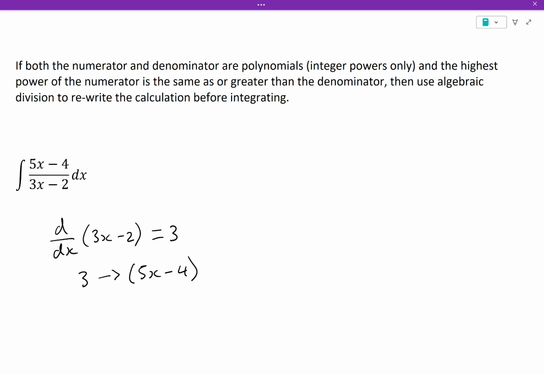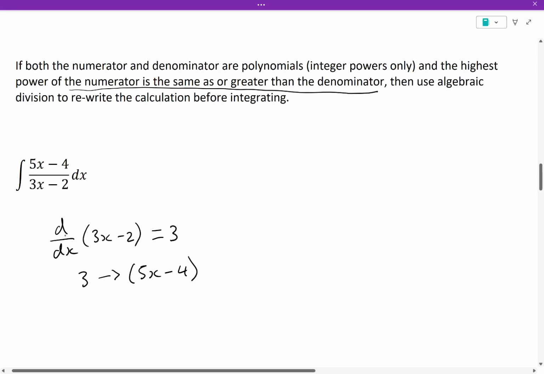Now, this fraction is an example of an improper fraction. The reason is, if you look in the numerator, we have a polynomial in x. We're only considering whole number powers here. We wouldn't be considering this for fractional powers. The highest power of x is 1. Now, in the denominator, the highest power of x is also 1. In this scenario, where the highest power in the numerator is the same as or greater than the highest power in the denominator, you've got an improper fraction, and we're going to use algebraic division to rewrite the fraction.